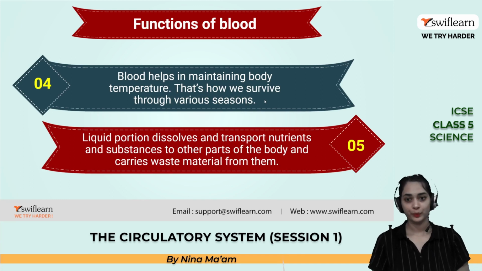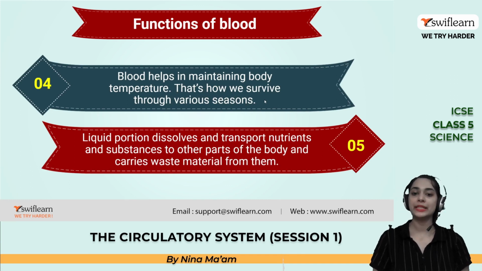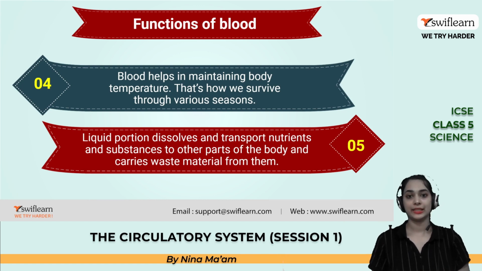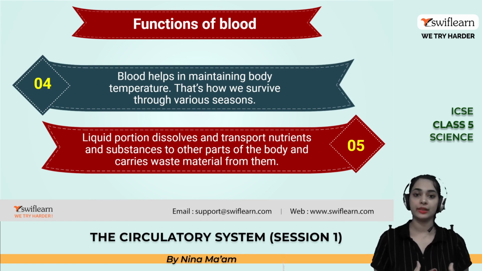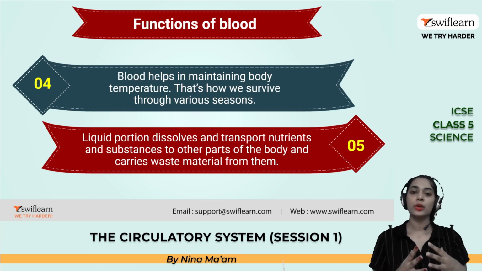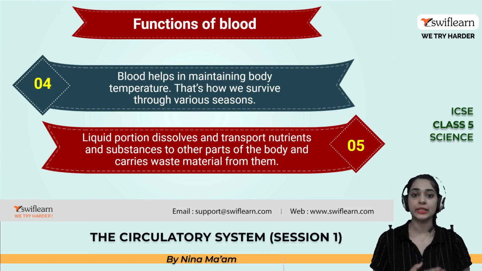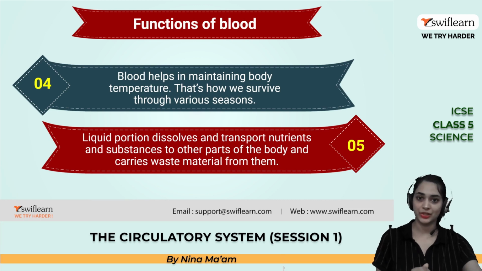Function number 4. The blood helps in maintaining body temperature. That is how we survive through various seasons. For example, the people living in Antarctica, where the temperature level is really different than in Asia. Even so, the people can survive in Antarctica, and this is because of the blood, because the blood helps in maintaining body temperature.